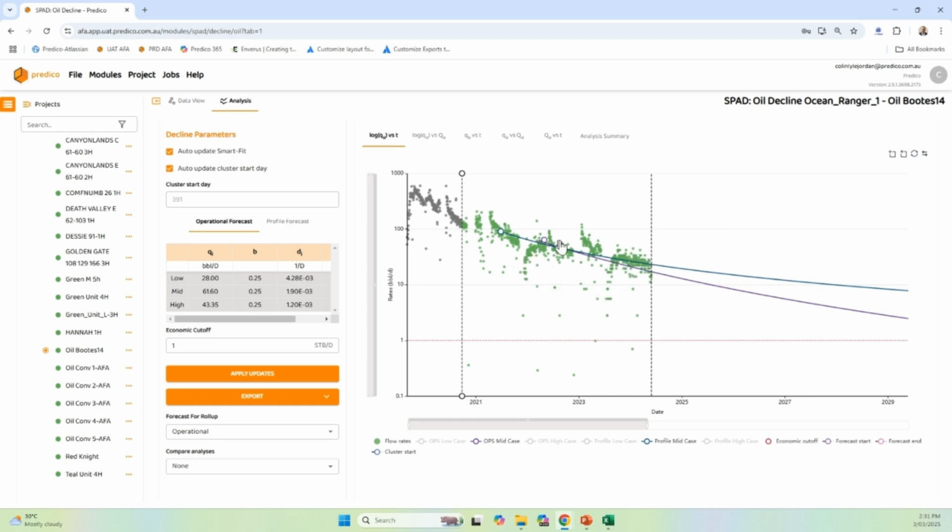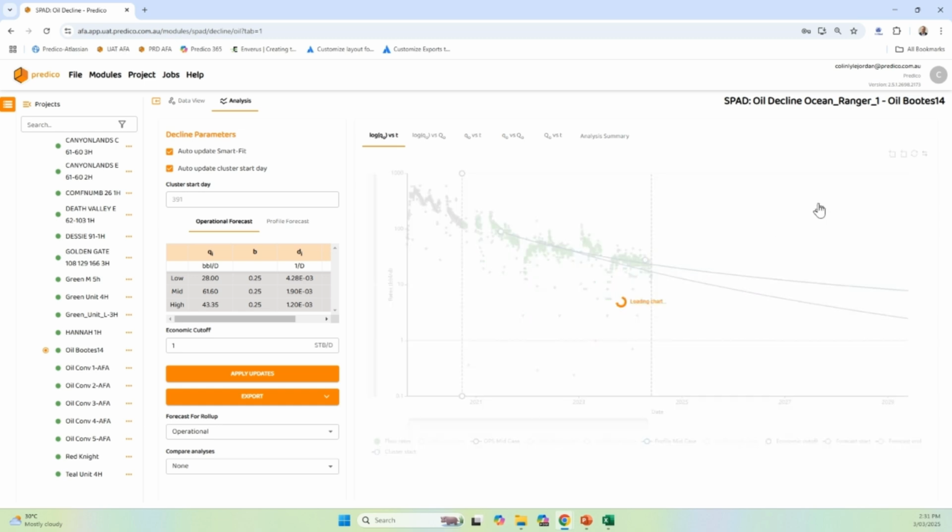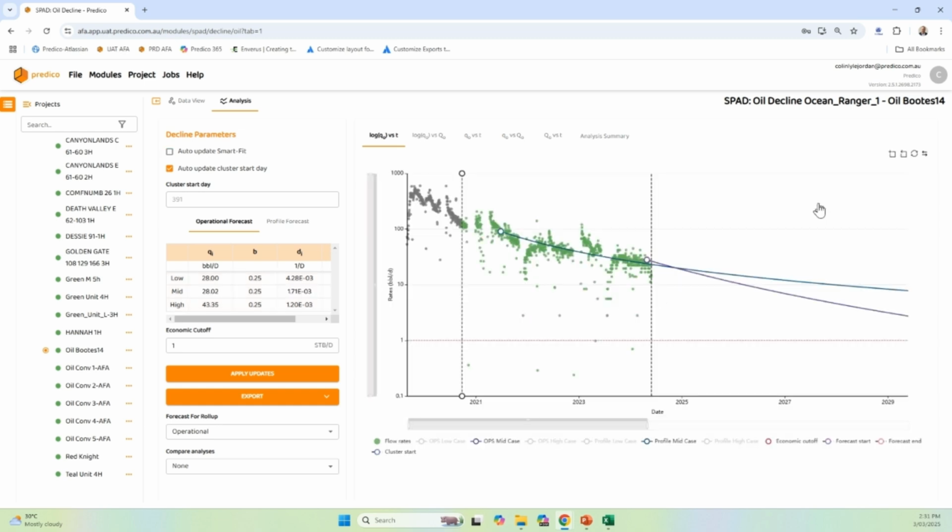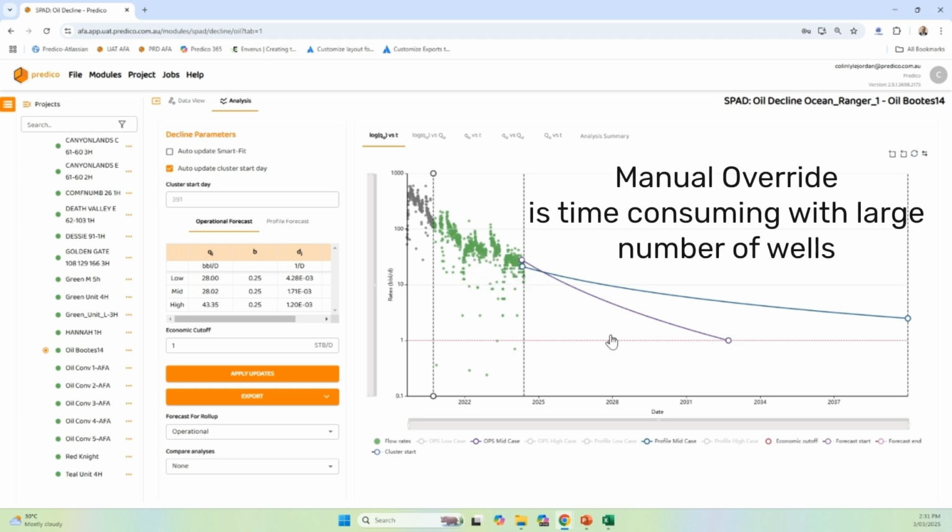And like before, someone has to do a manual override and try to decide what the best decline would be. So I'll put some lines here, zoom out. Now, we also, of course, have to adjust the late time.